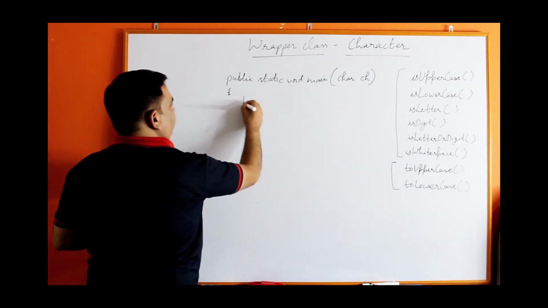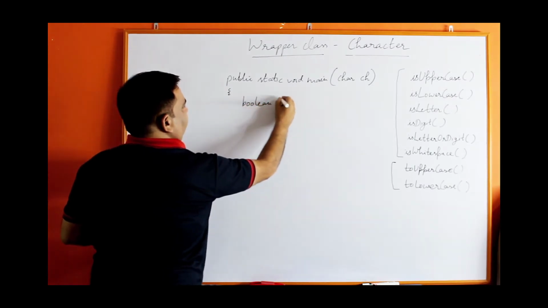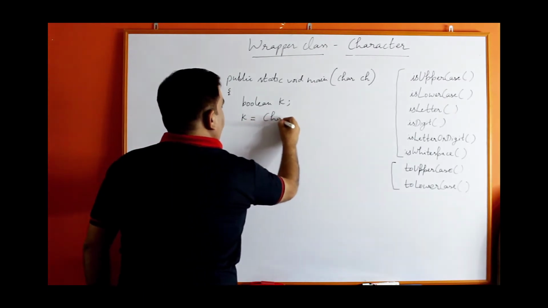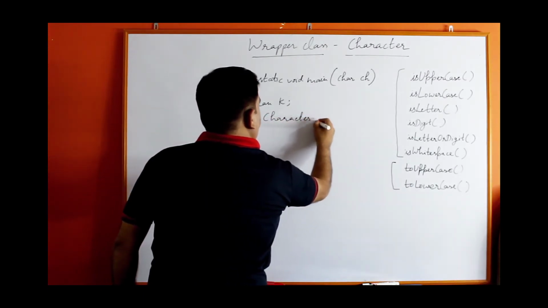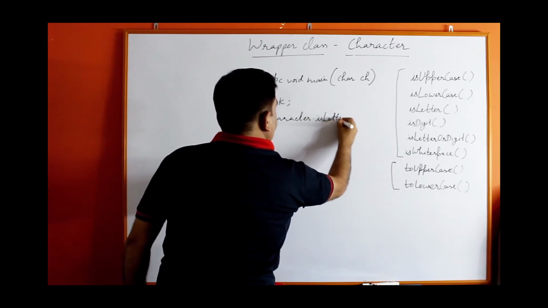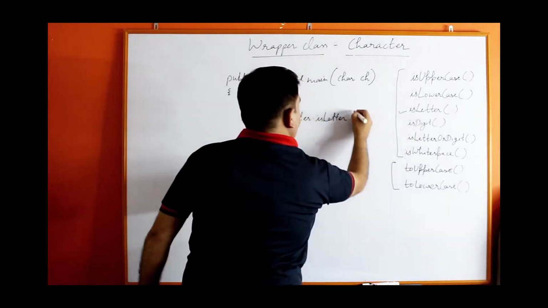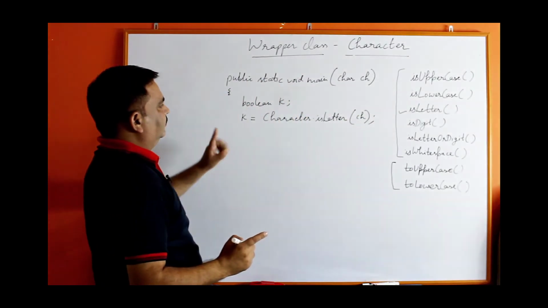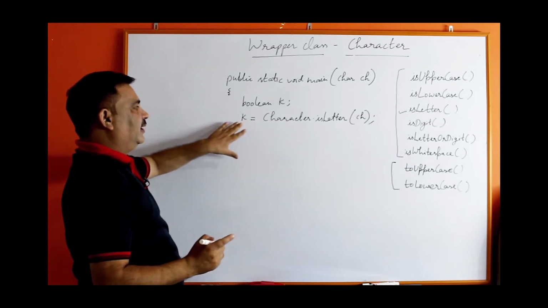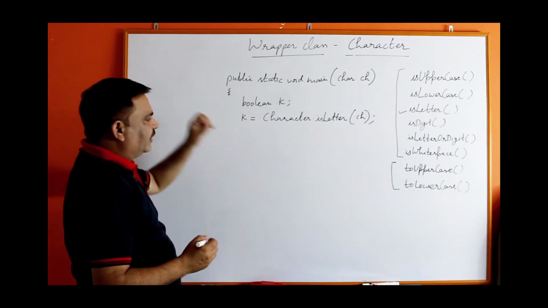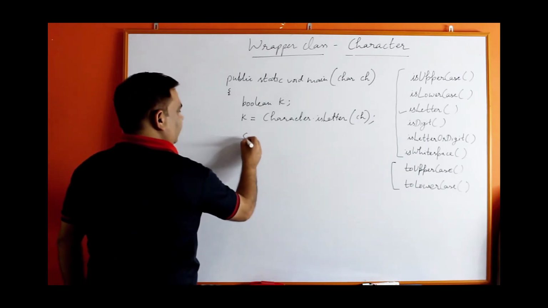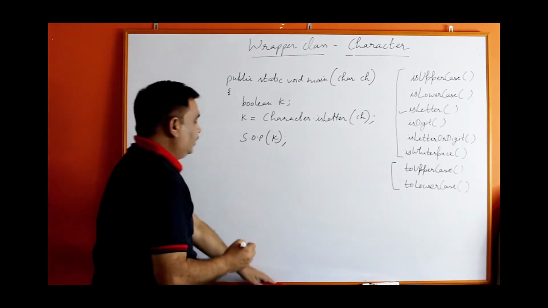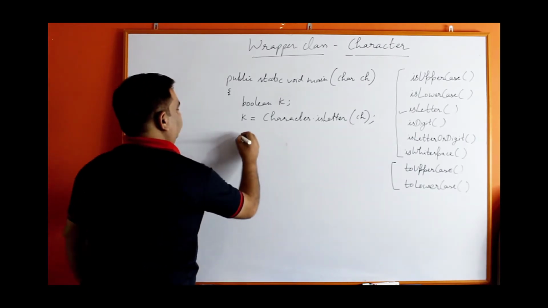First way, take one Boolean variable like k and write k equal to Character.isLetter. I am using this function first of all and passing this single character. If this character is an alphabet, the value of k will be true, otherwise false. You can print and check. You can even print this, and it will print either true or false.